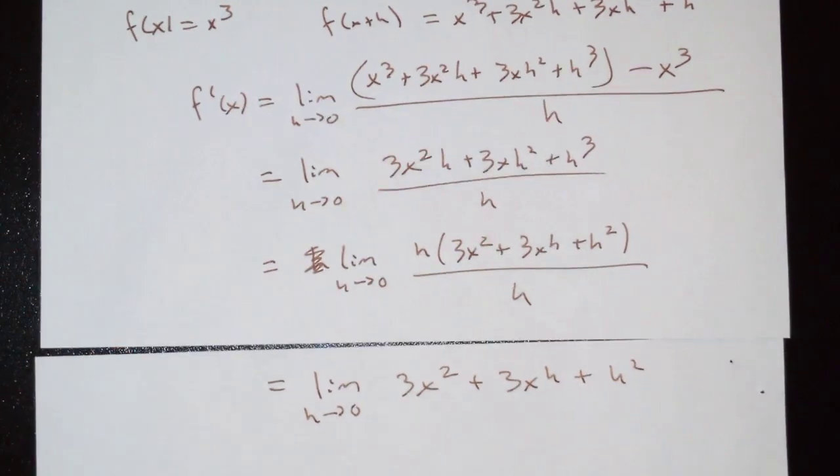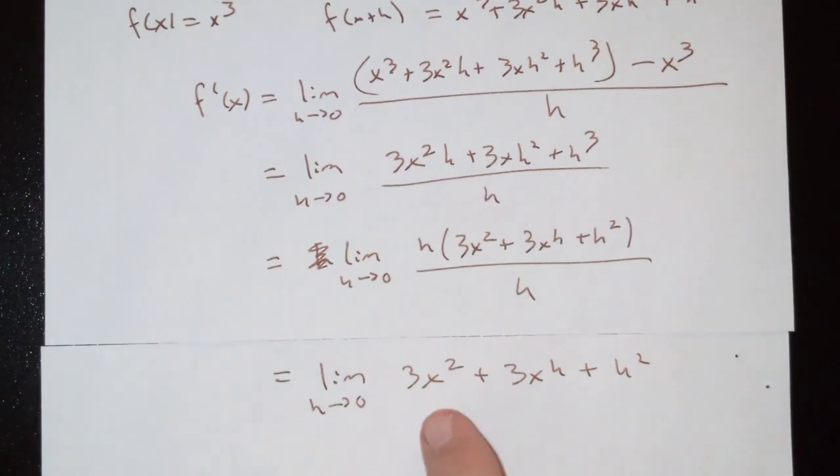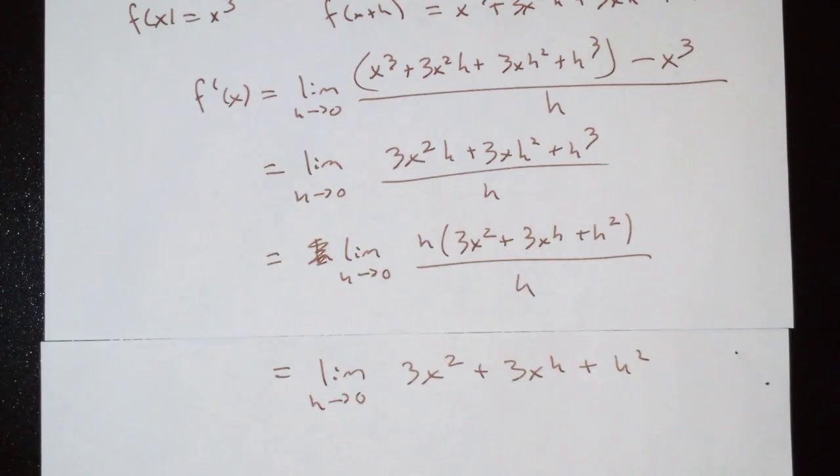And now I'm going to let h go to 0. What happens? This doesn't get changed at all by h. This becomes 0. This becomes 0. The only thing that survives is 3x squared.